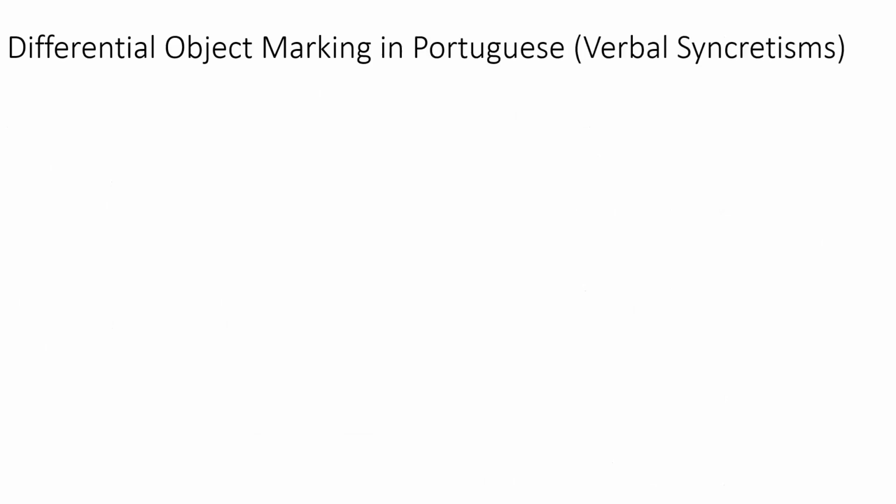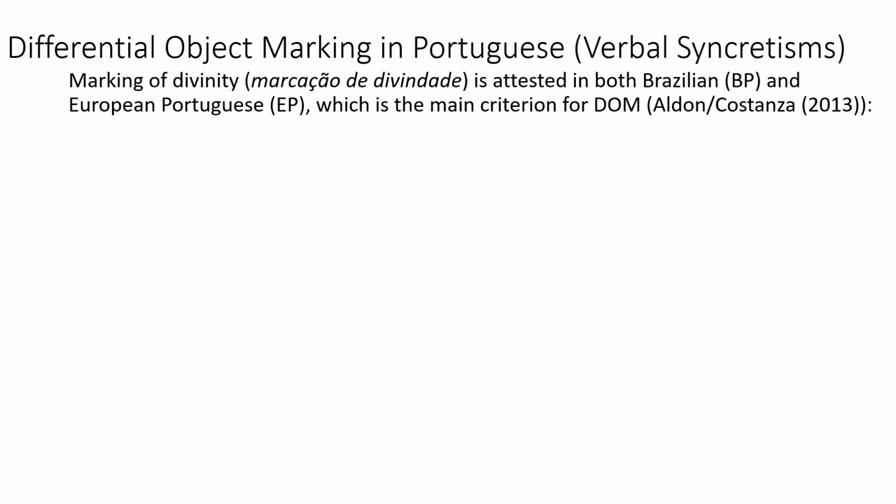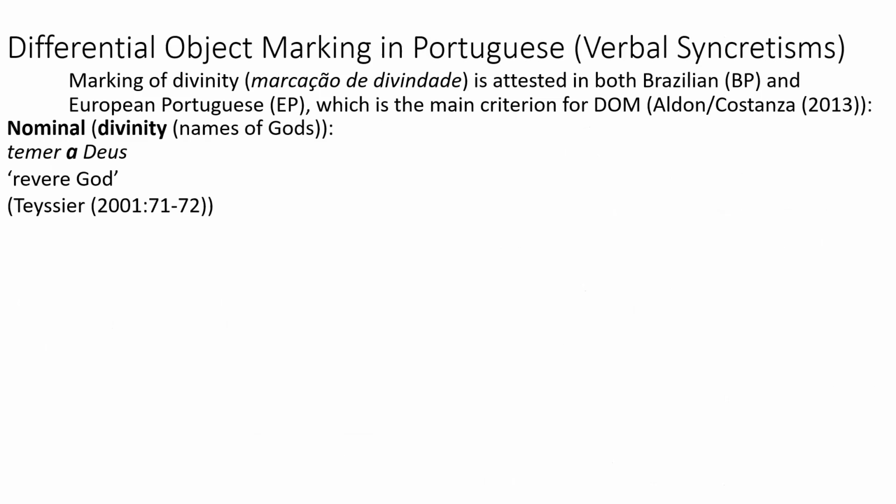Finally, in Portuguese, Portuguese has a very particular type of DOM that marks health and divinity, and in both Brazilian and European Portuguese, divinity is the main criterion for a marking. So, for example, if the noun denotes God or divinity, for example, temer a Deus, revere God, etc.